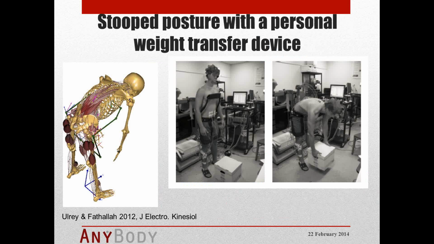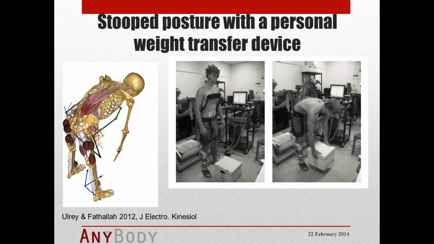A third example that I have here is in a very different area. So Alray and Fatala developed a weight transfer device. You see that here, a picture on the right side, and also in the simulation on the left side. This is a device with a passive stiffness in this device. So it's not an active exoskeleton, it's a passive one. And it helps for workers that have to work a lot in a stooped posture. You see that here on the right side again.